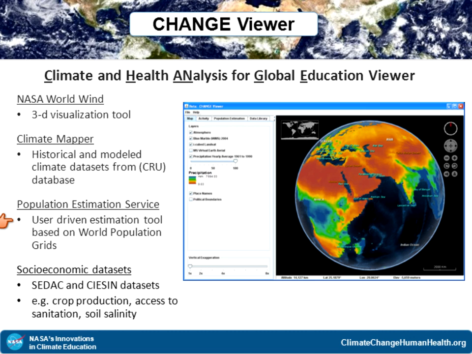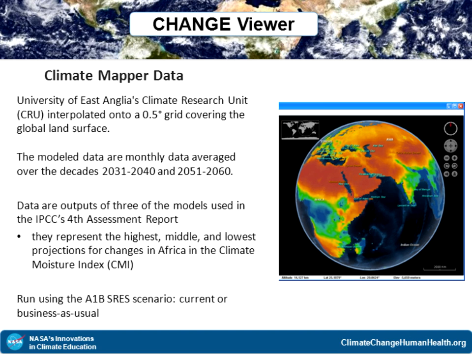We also have a population estimation service tool, which we'll see in a second, which allows users to estimate populations based on an area defined by you or your students, which is really starting to look at how many people will be impacted by a change in precipitation that might impact agricultural yields. And then the third is bringing in some socioeconomic data sets, which helps us understand the demographics and the dynamics of humans across the globe. So all of that we'll see in just a second.